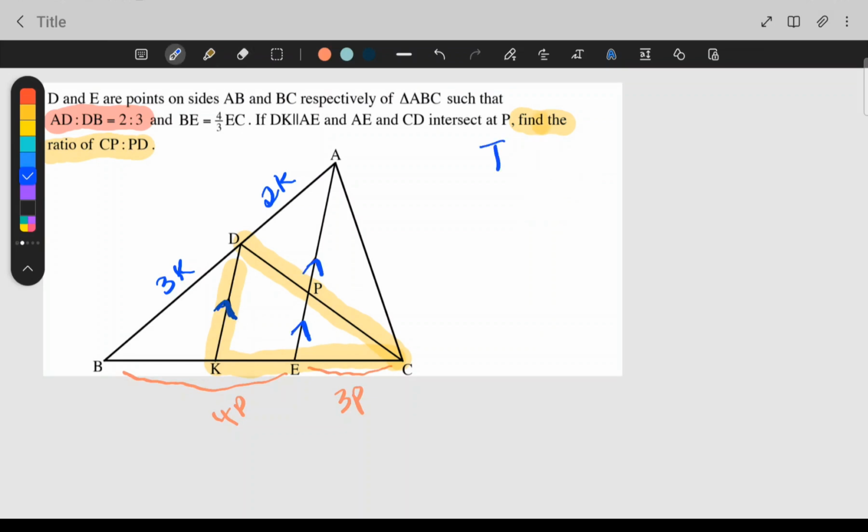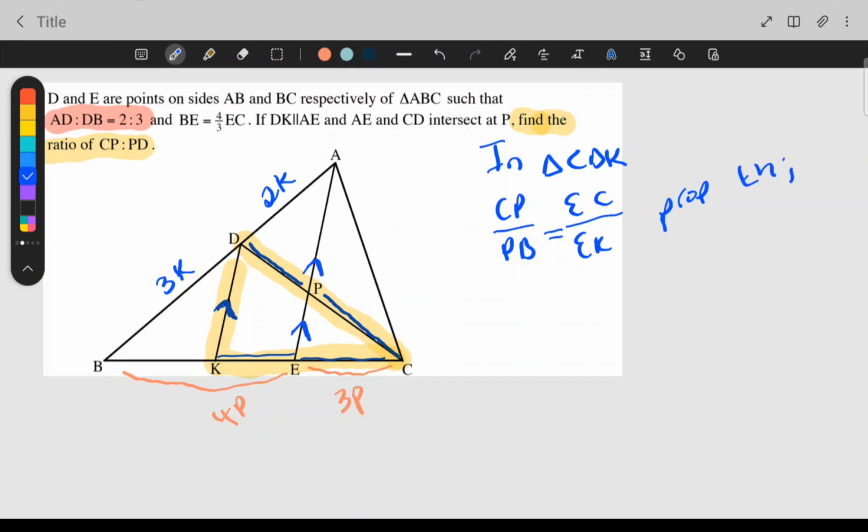So I'm going to say in triangle CDK. Do you see the yellow one? CDK. And then I start with the ratio that they ask. They ask CP over PD. So in this triangle, CP is this part. So top over bottom is the same as top over bottom. So I'm going to write that down. CP over PD is the same as EC over EK. My reason is prop theorem. And the lines that are parallel: this line is parallel to that line. So PE is parallel to DK.